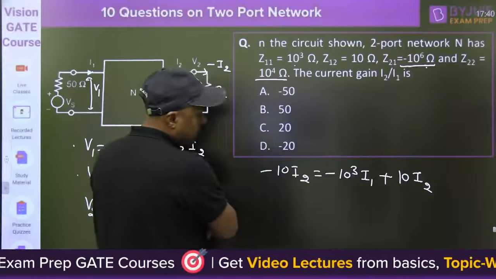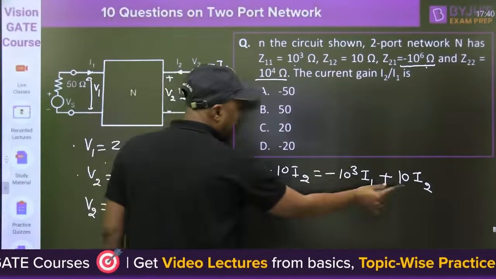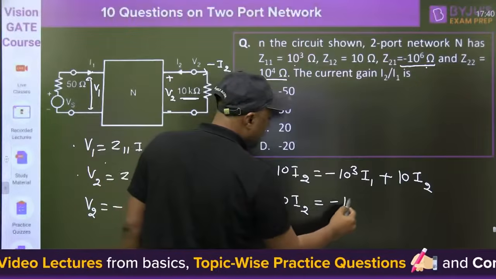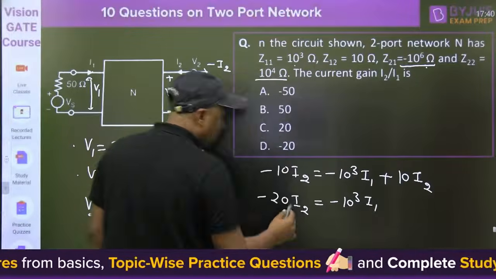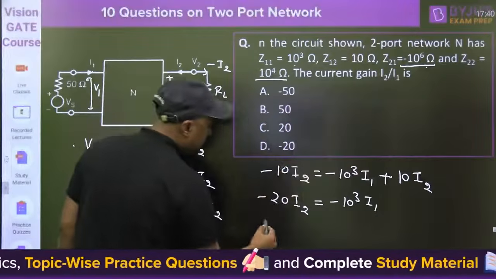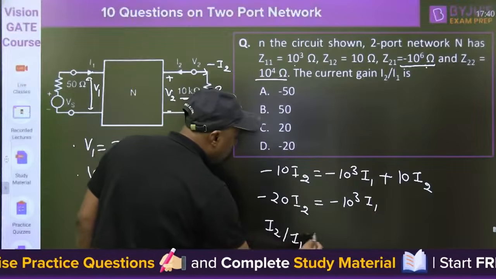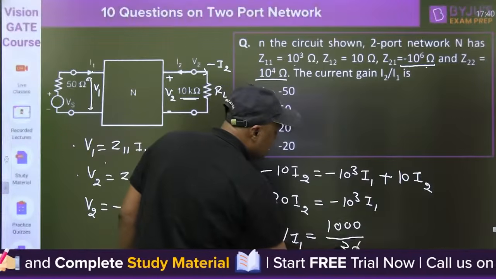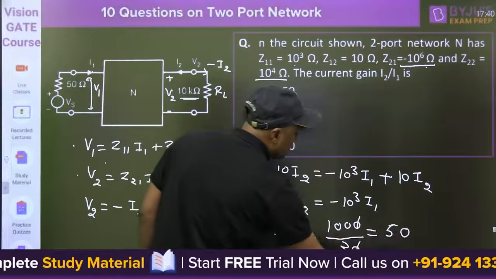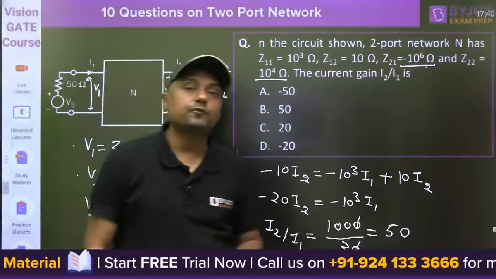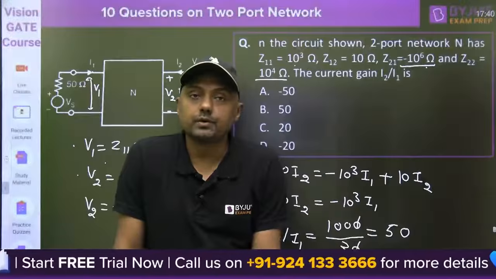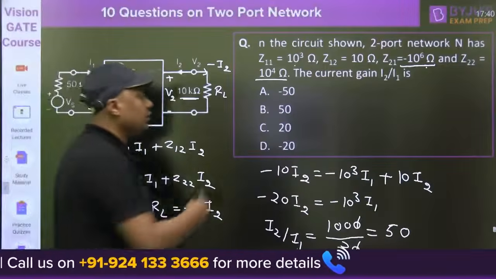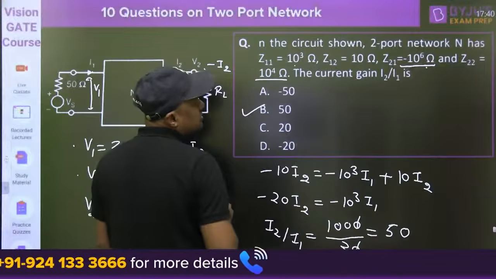Now, this will become 10 plus 10, that is 20 I2, is equal to minus 10 to the power 3 I1. Now, what is I2 by I1? Minus cancels, 1000 divided by 20. That is 50. 50 is the answer for this question, right? If you do not change the unit, then you will not get the answer. So 50 is the answer for this question.